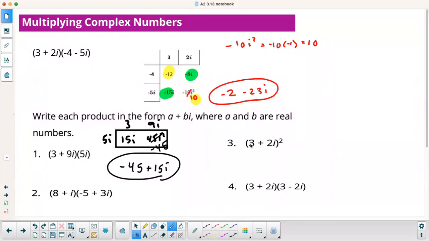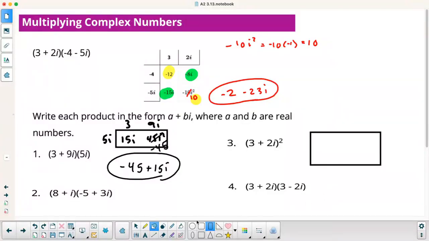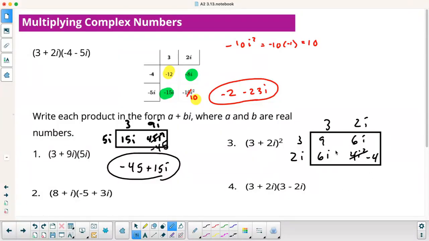Now over here, a lot of people screw this up. A lot of people want to just square each term, but when I have a plus sign, I have to multiply it out. So I make a box here. 3, 2i, 3, 2i. I get 9. I get 6i, 6i, 4i squared, which when I replace i squared with negative 1, I get negative 4. So these are my imaginaries, these are my reals. So 9 minus 4 would be 5. 6i plus 6i would be 12i.